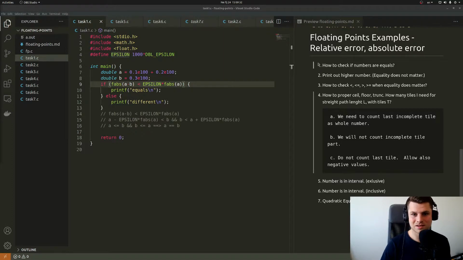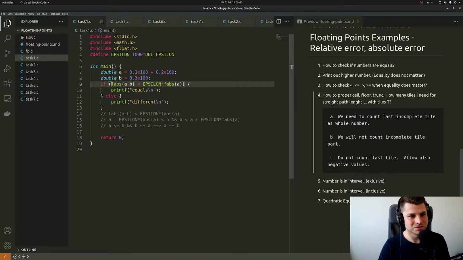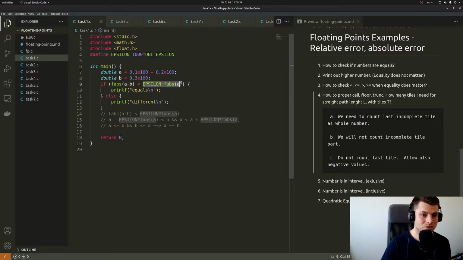Implementing these tasks, I would say, was unnecessarily long. So I decided to make some conclusions on these tasks and just bold the techniques which we can use. In the first task, we are checking whether numbers a and b are equal. So we are computing the distance between those two numbers, and we are comparing it with some tolerance.